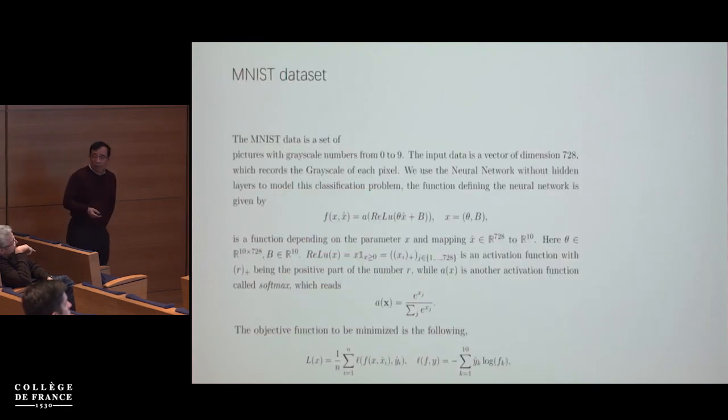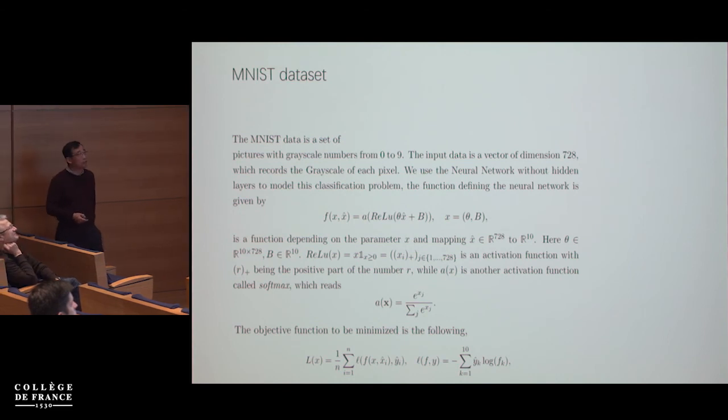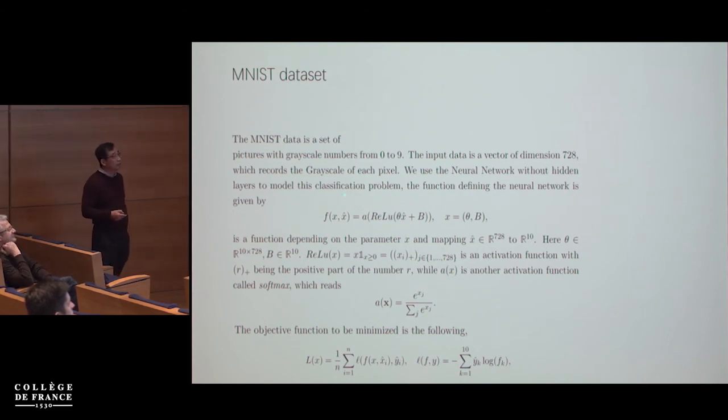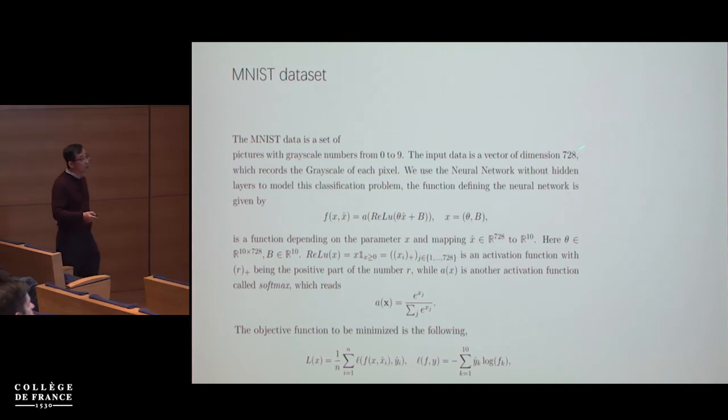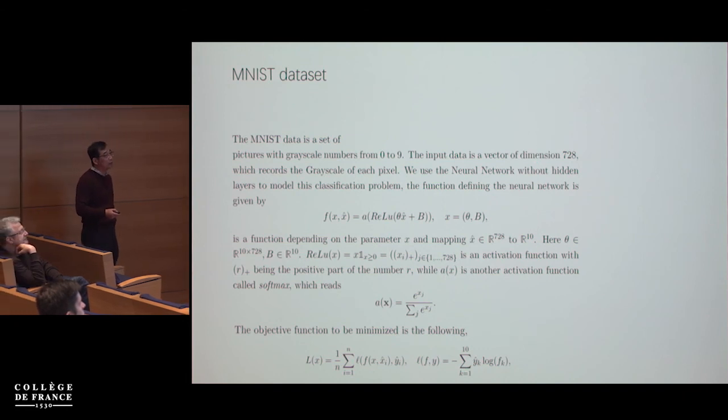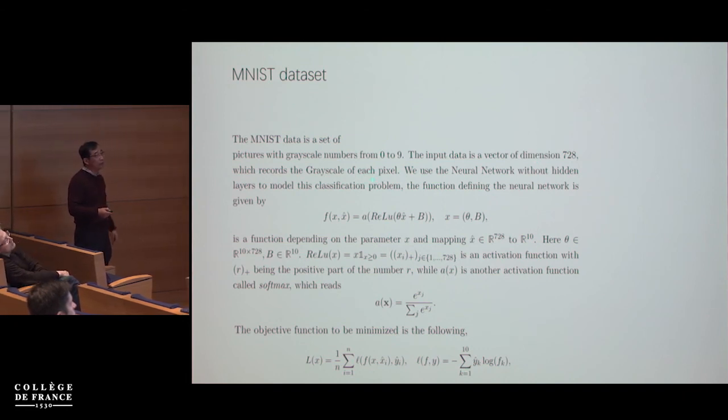And this is a very standard test for machine learning, for image processing, called the MNIST data. Usually in machine learning you use a deep neural network. Here, I just use a single shallow neural network, just 2 layers. So in this problem you have input data, which is a vector of 700 dimensions, which corresponds to the grayscale of each pixel.